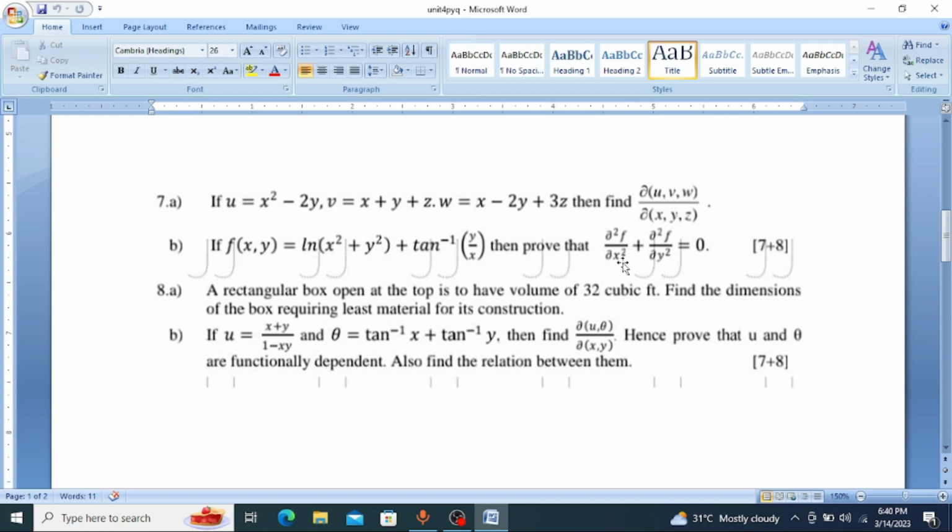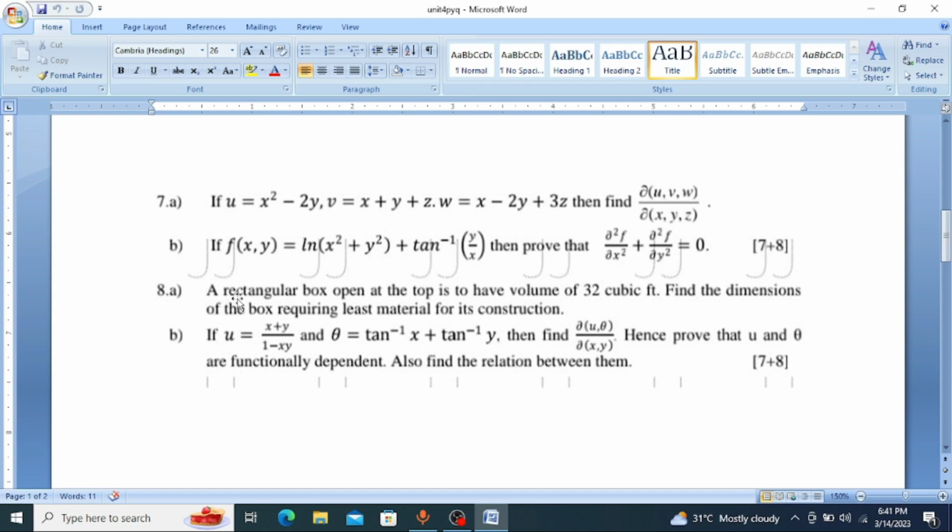So at the second step, you have to differentiate the function dou f by dou x one more time with respect to x. Then you will get the second order differentiation dou square f by dou x square. Then similarly you have to differentiate dou f by dou y with respect to y. Then you will get the second order differentiation dou square f by dou y square. Then add those two values, you will get the value as 0. So we have to prove that the sum of these two is equal to 0.